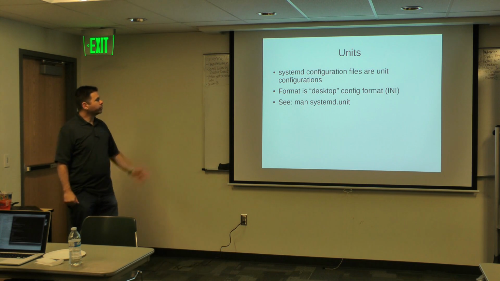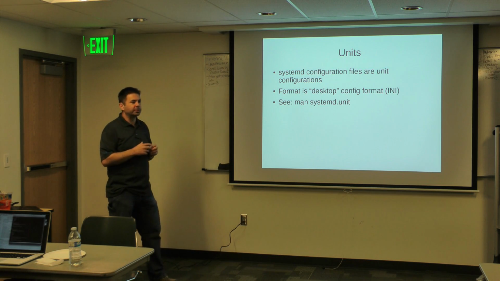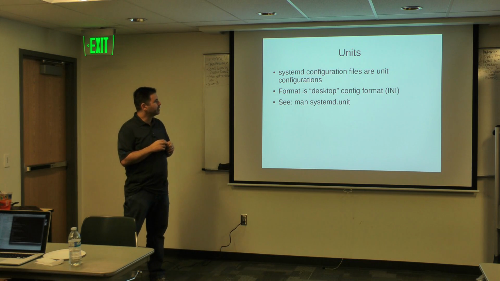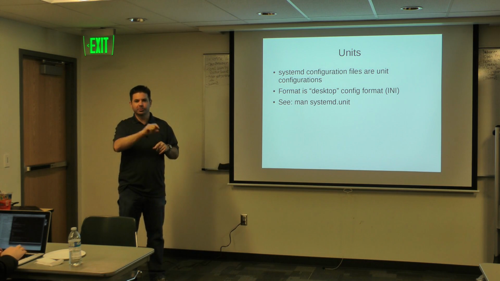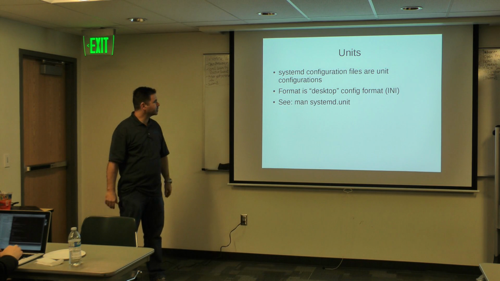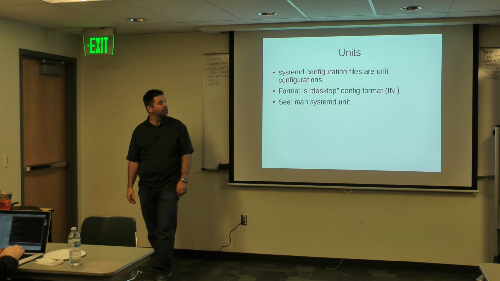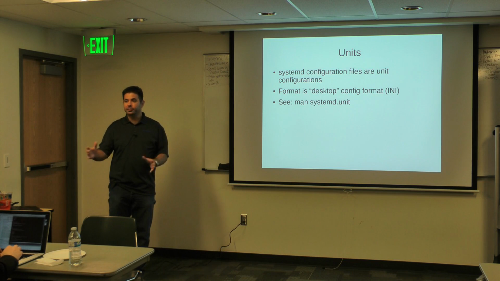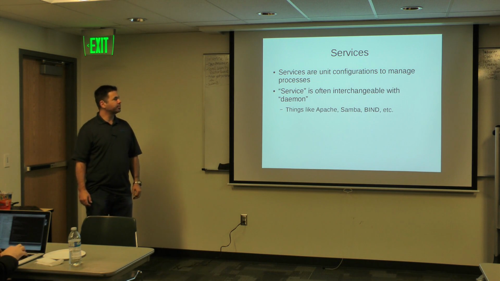Okay, so units, as I mentioned before, are just configurations. Anything that can be configured within Systemd is a unit. The format of these configuration files is the desktop config format, kind of like a Windows INI. So you have sections that have square brackets around their name, and then something equals this, something equals this, for each section. If you want to see more, you can look at the systemd.unit man page. So I've already described units, so let's move on to services. Services are unit configurations to manage processes.